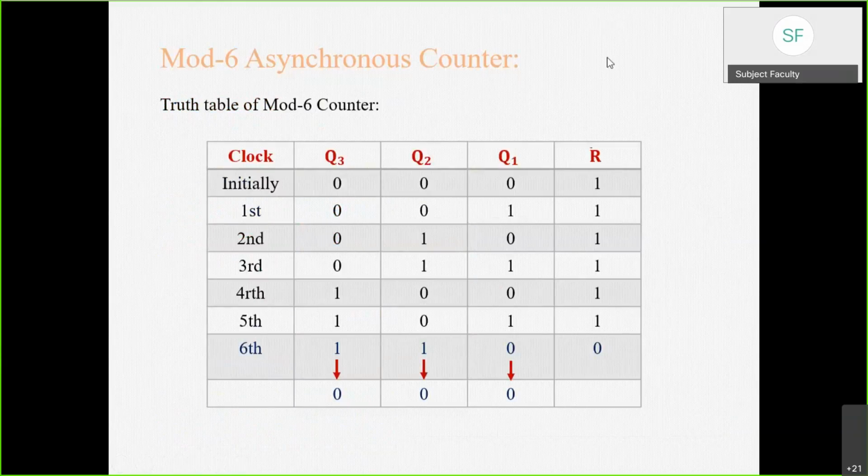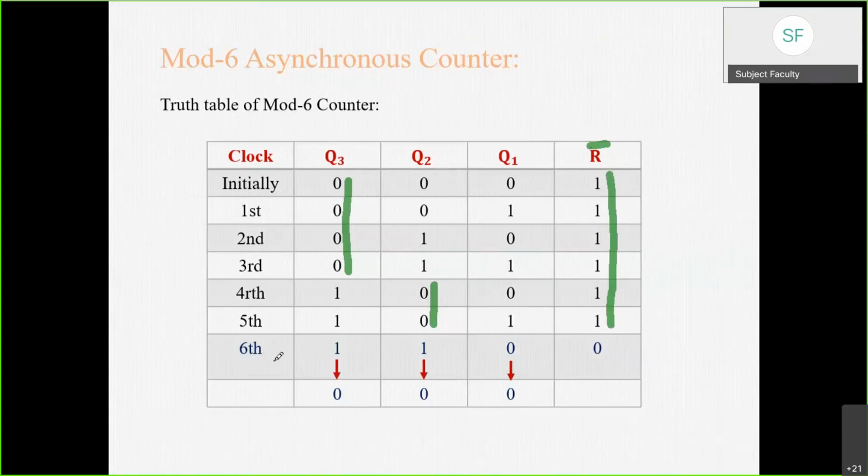So this is actually R bar. Now Q3, Q2, Q1. Initially all will be 0, then 1, 2, 3, 4, 5. There is no problem until this, and until these 5 counts, the value of R bar will be 1 only, because one of the NAND inputs will always be 0. You can observe here for the first 4 cases Q3 is 0, then for the next 2 cases Q2 is 0, and Q3 and Q2 are the inputs. So when one of the inputs is 0, the output of a NAND gate will always be 1.